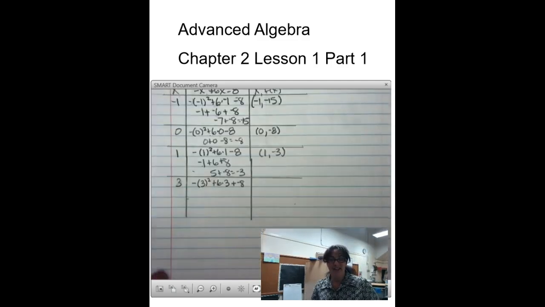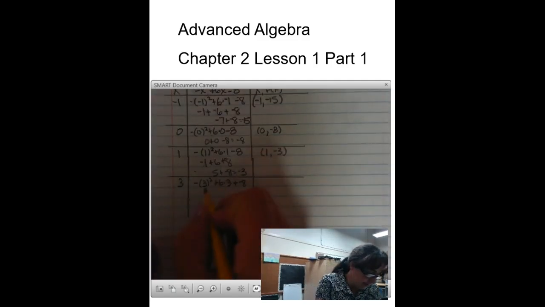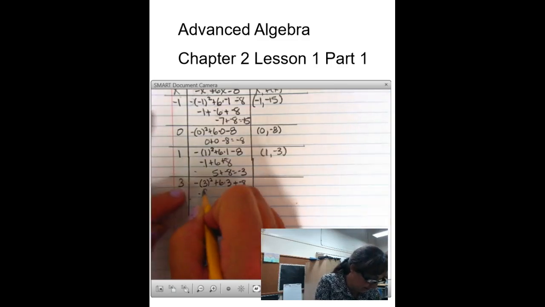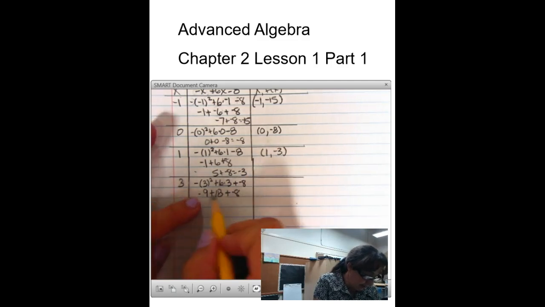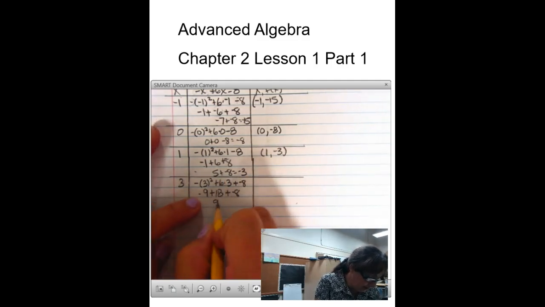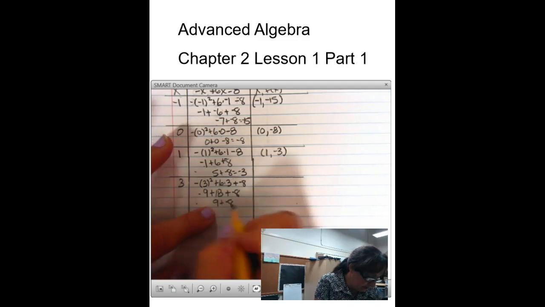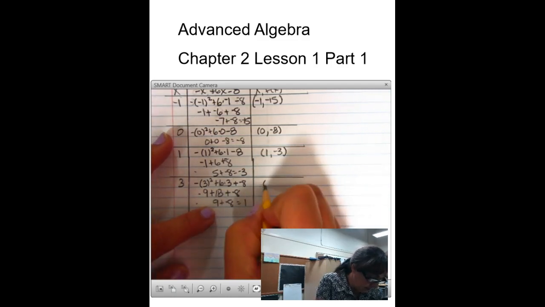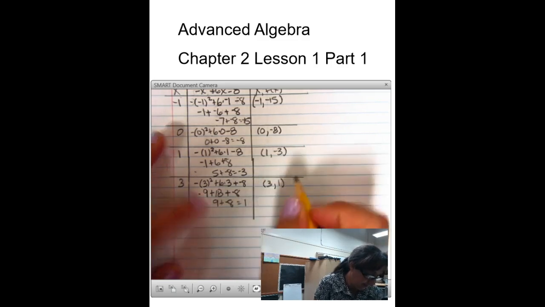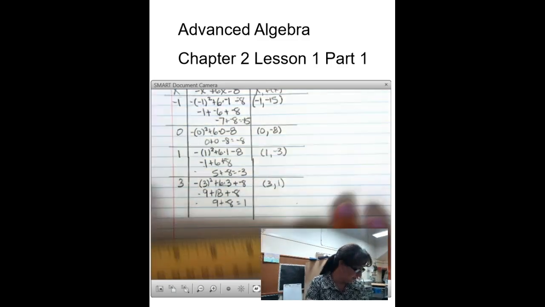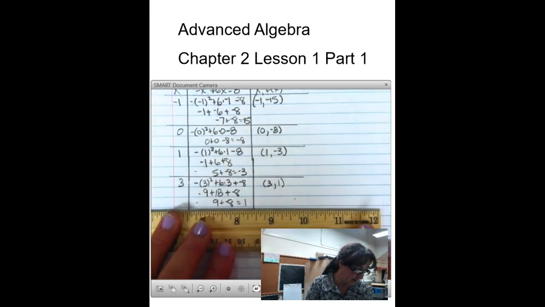Okay, so I have 3 times 3 is 9. So I've got negative 9 plus 18 plus a negative 8. So I have 9 plus negative 8. So I get 1. So at 3, when x is 3, f of x is equal to 1. Okay, and we're going to do 2 more points. We're going to do 5 and 7.